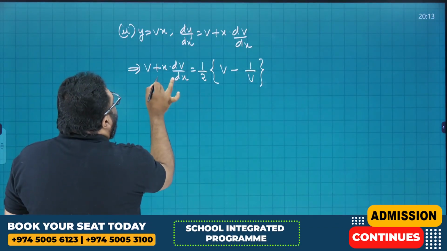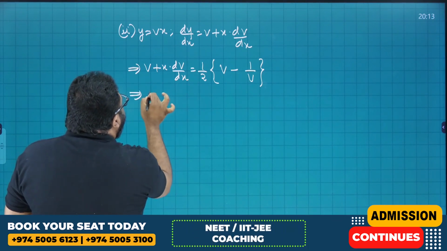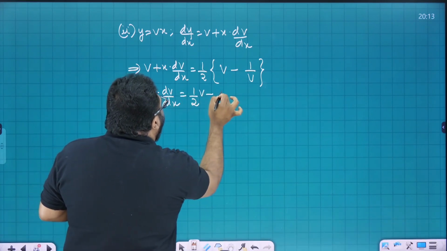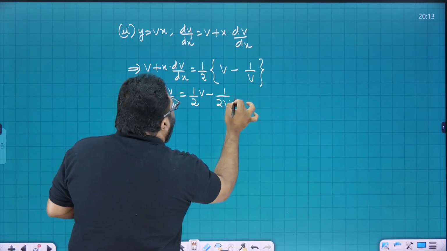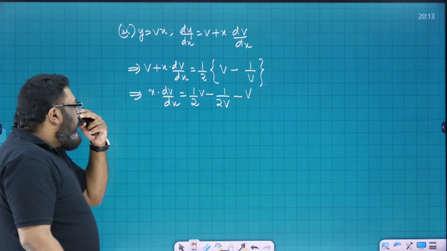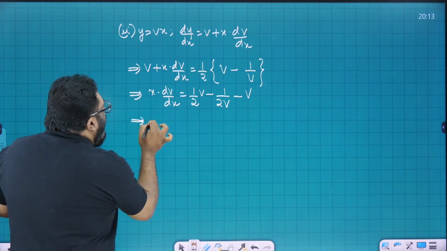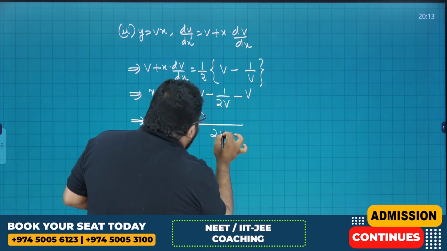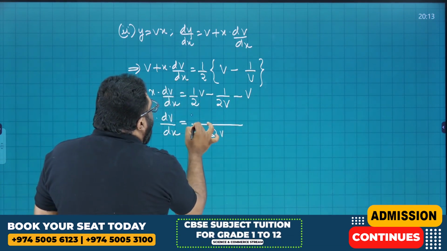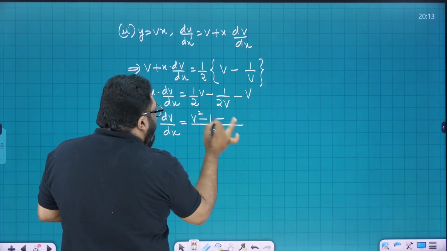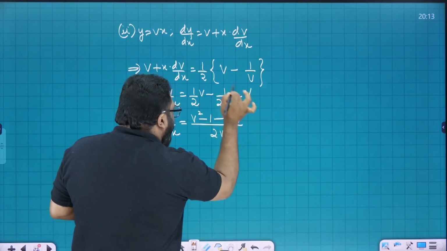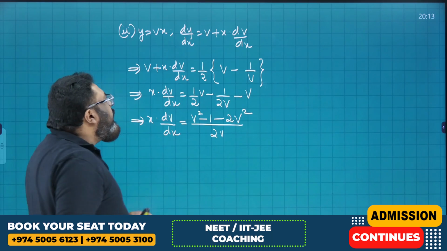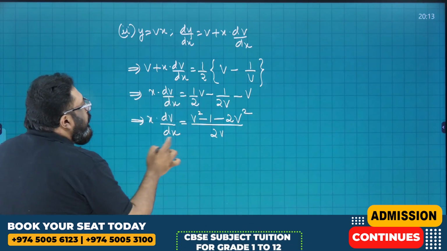Now I can take v to that side. So x into dv by dx is equal to half v minus 1 by v minus v. Now we are going to take the LCM here, my dears, otherwise I cannot separate it on both sides. LCM is going to be 2v. So it's going to be v squared minus 1 minus 2v squared.